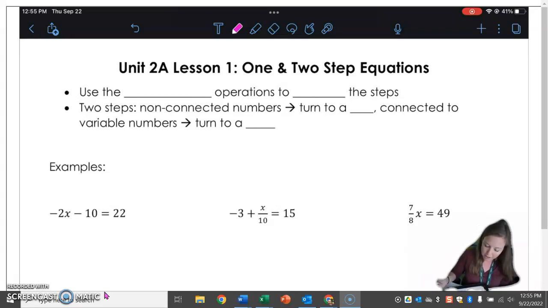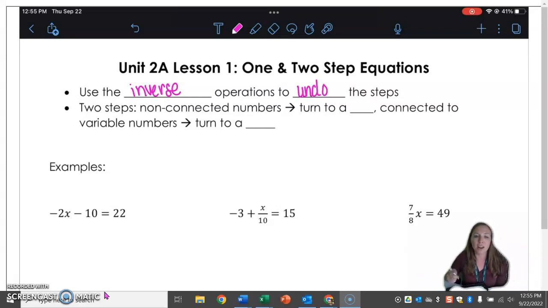The first thing is, whenever we're solving equations, we're going to use the inverse operation. So if it's adding, the inverse would be subtracting; multiplying, the inverse would be dividing, etc. Okay, and what we're trying to do is undo the order of operations. So we're trying to kind of work backwards to get to an answer.